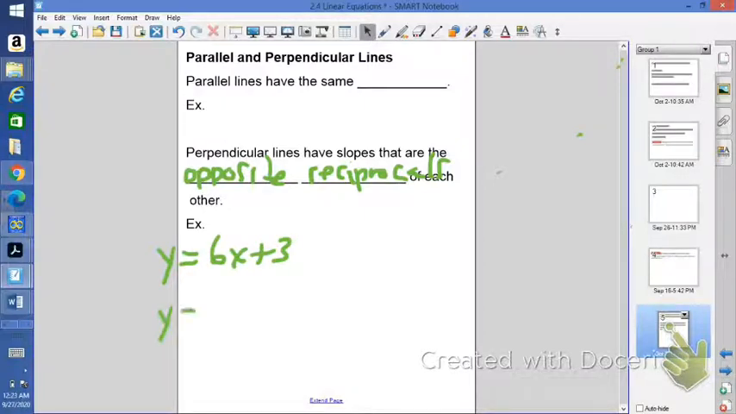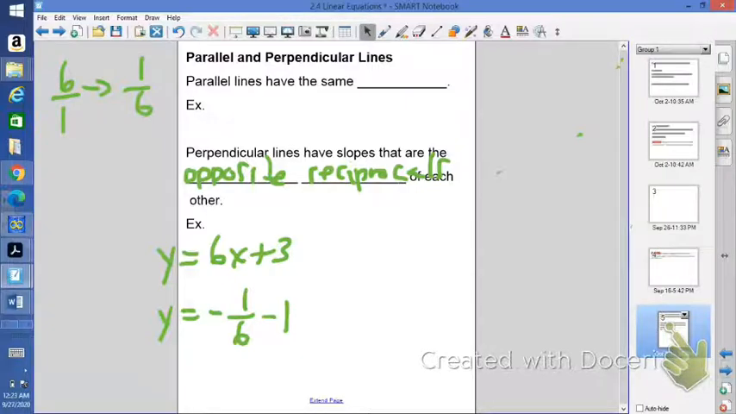and y equals, well, what's the opposite reciprocal of 6? 6 can be written as 6 over 1. The reciprocal is going to be 1/6. So the opposite reciprocal is negative 1/6. And then it doesn't really matter what your y-intercept is. So we'll just say minus 1.